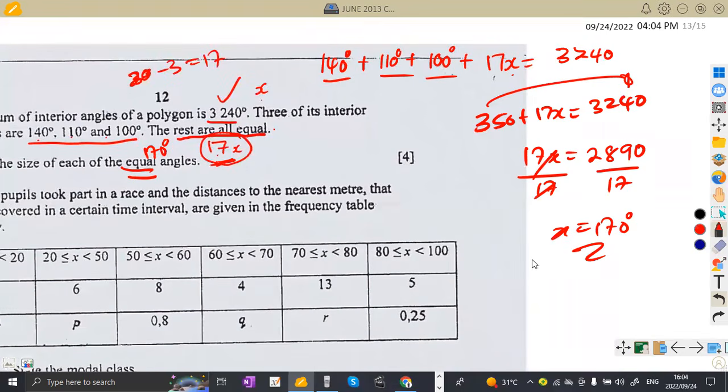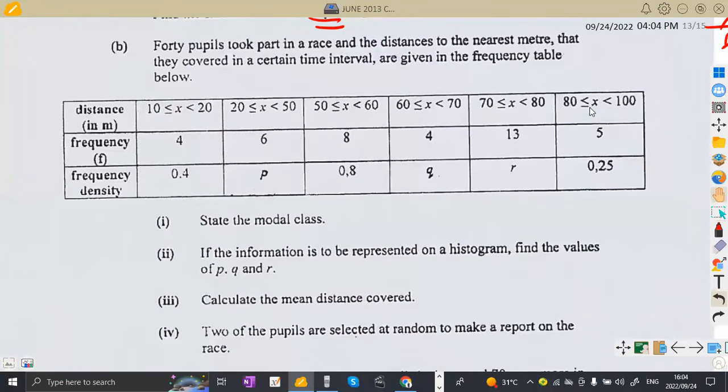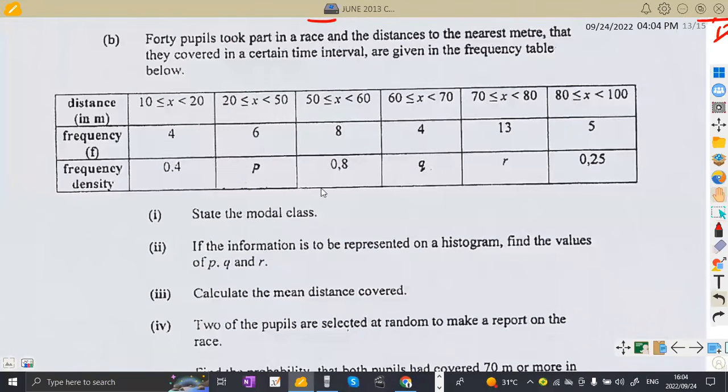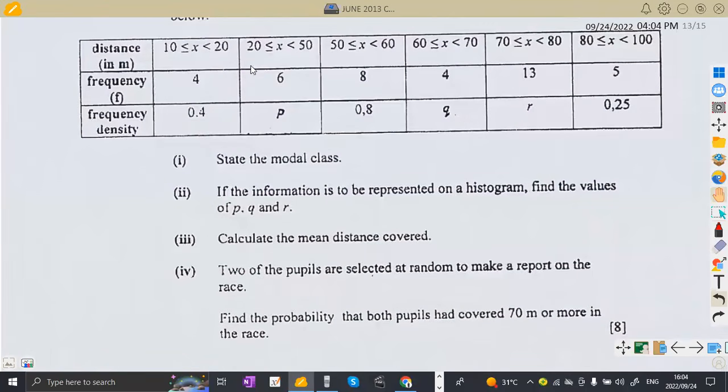Okay, so that was the concept of the question, guys. I hope we understand what it was about. Okay, on B, we are given that there are 40 people who took a race on this part. The distances to the nearest meter that they covered in a certain interval are given in the frequency table below. Okay, so this is the table that we are given. Remember, there are 40 of them. So if we add 4 plus 6 plus everything, we must get 40. Okay, so the question is item 1, state the modal class.